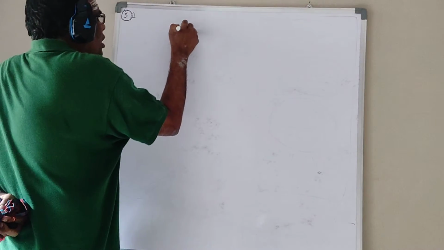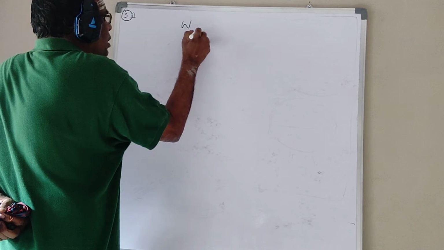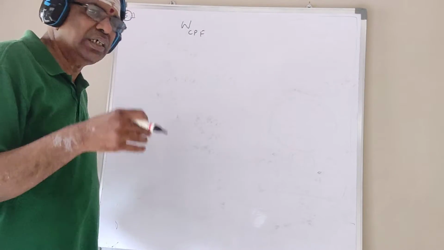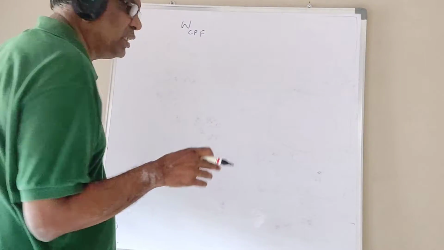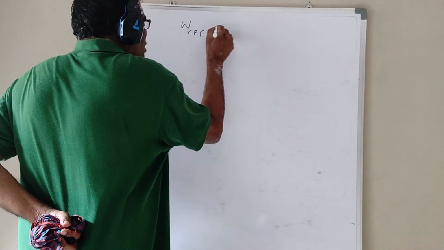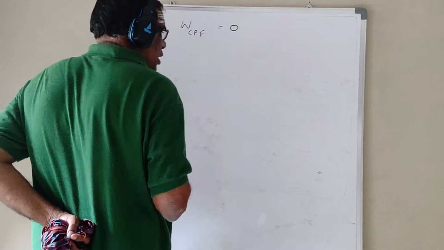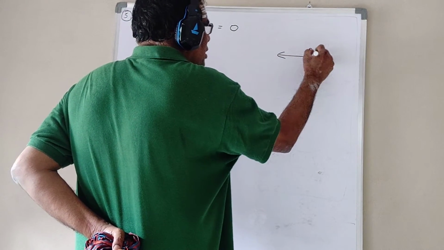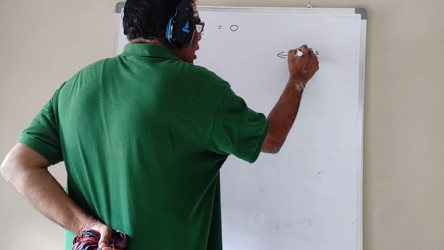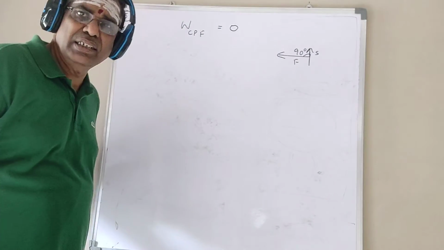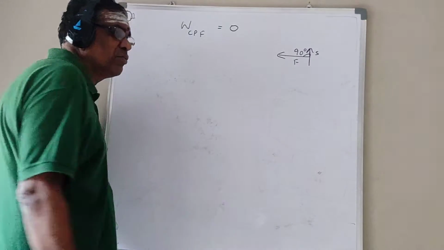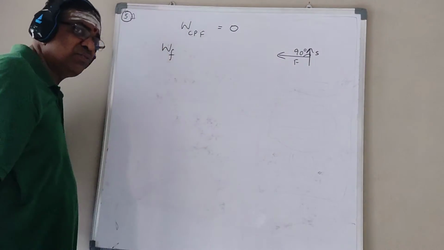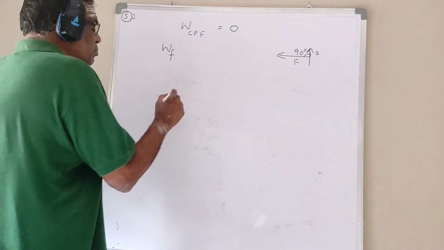Now, work done by centripetal force. It could be anything: gravity, spring, electrostatic, or a combination of those. And in this, the work done is always zero. Why? Force is like this, displacement is like this. The angle between them is 90 degrees. Therefore, work done by centripetal force is always zero. Then work done by friction. Now, important.